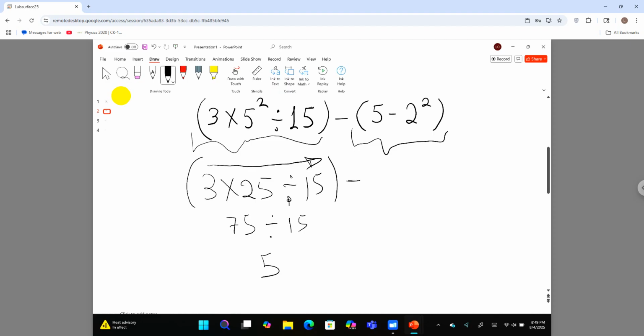Now here we independently work on this other part of the problem. So here it will be 5 minus 2 to the power of 2 is 4, because 2 times 2 is 4. And 5 minus 4 is 1. So this will be minus 1. 5 minus 1 equals 4. So that will be the answer for this particular problem.